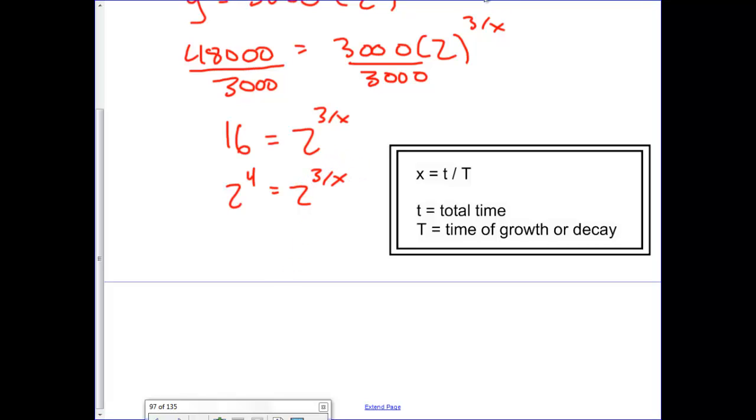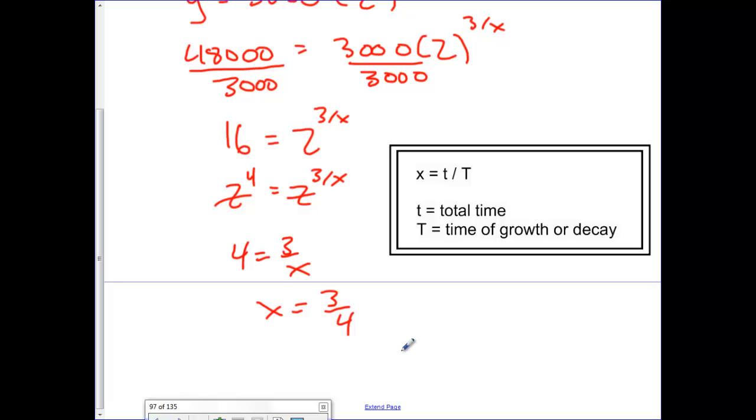It would be 2 to the 3 over x, because we still have this 3 over x here. So then cancel the 2's. 4 equals 3 over x. And then how do you get x back by itself? Okay, going too fast here. So it means that every 3/4 of an hour, it doubles. Every 3/4 of an hour, it doubles. So basically every 45 minutes, this thing would double.